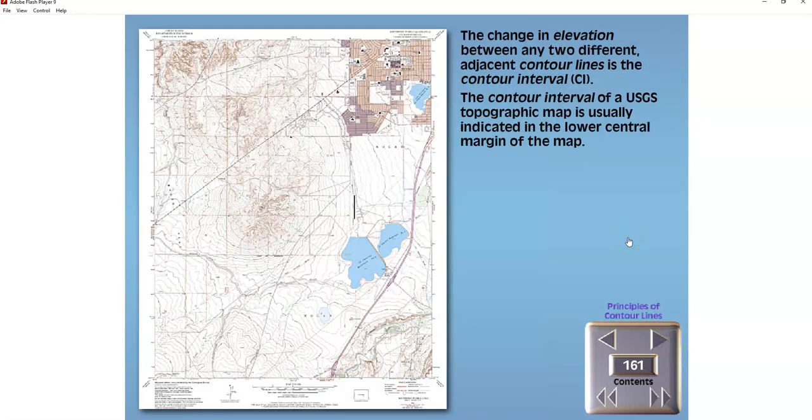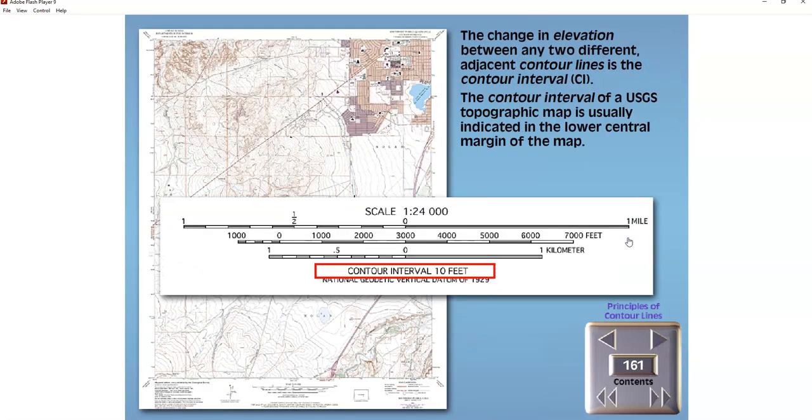The change in elevation between any two different adjacent contour lines is the contour interval. The contour interval of a USGS topographic map is usually indicated in the lower central margin of the map. So the contour interval is the difference in elevation between each consecutive line. So basically, what are you counting by? Like in that last example, they were counting every 10 feet.